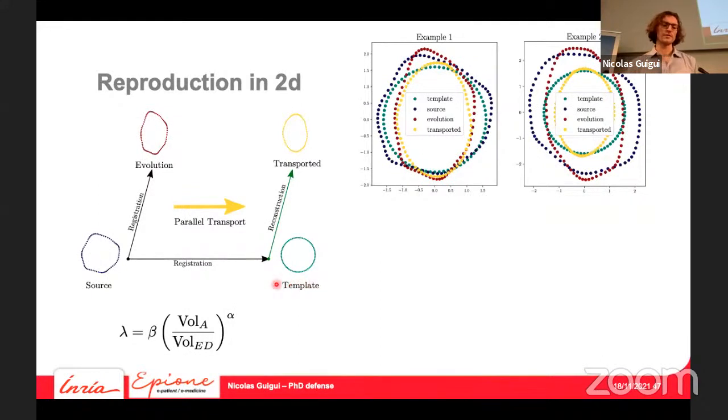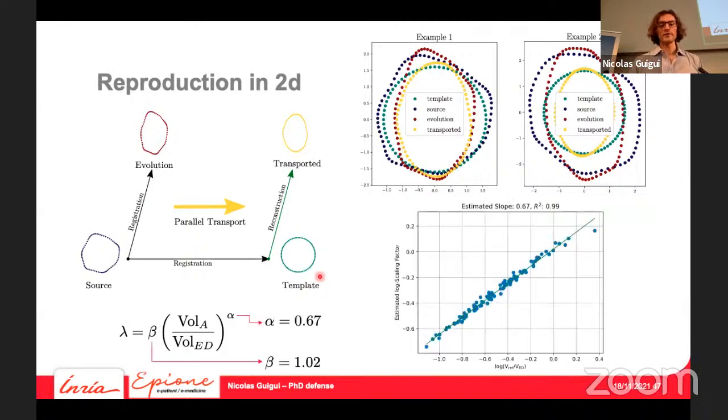So with random deformations of a circle as template, and applying an affine map that scales along one dimension for the temporal evolution, parallel transporting this evolution so that the ejection fractions match. And in fact, we retrieve the same relationship or a very similar one in a log-log space. So we may conjecture that the parameter alpha here is independent of the dimension.